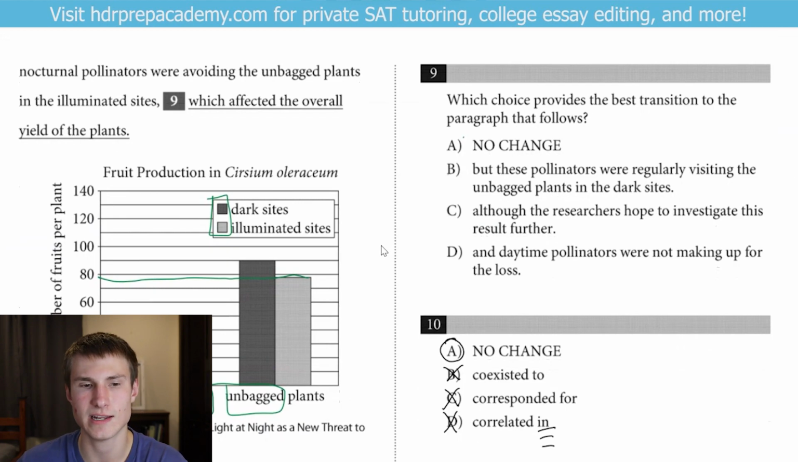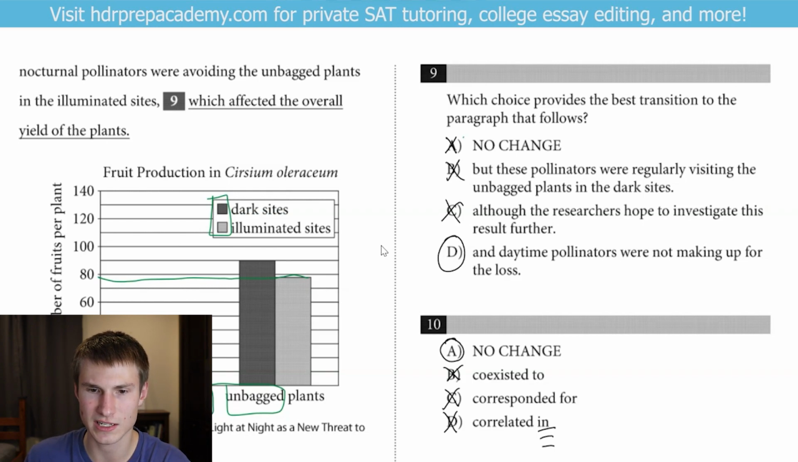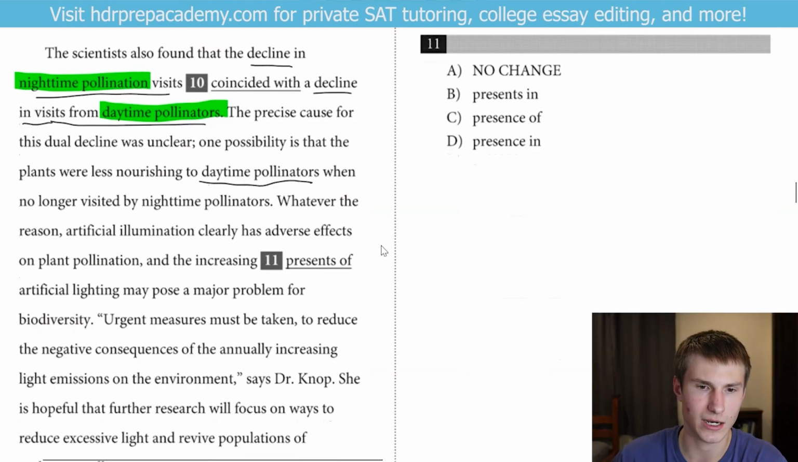So like I said, we need to indicate a transition to the daytime pollination discussion now. We have option A, which affected overall yield of plants. No. B, but these pollinators were regularly visiting the unbagged plants in the dark sites. Okay, once again, no indication of us transitioning to daytime. C, also no indication of us transitioning to daytime. And then D, we'd start that discussion of the daytime pollinators there. So that's providing that transition. All right, going to number 11 now.